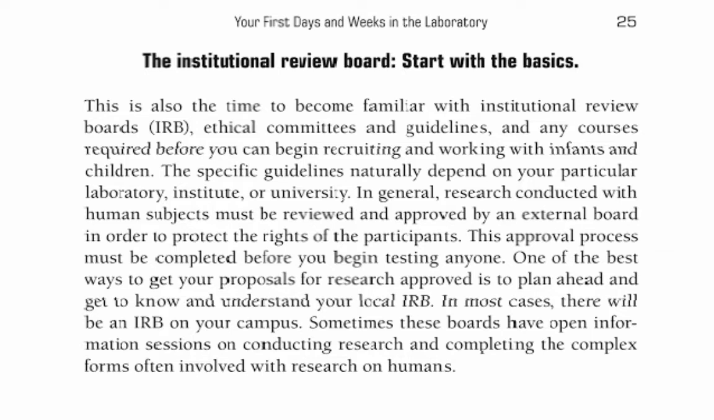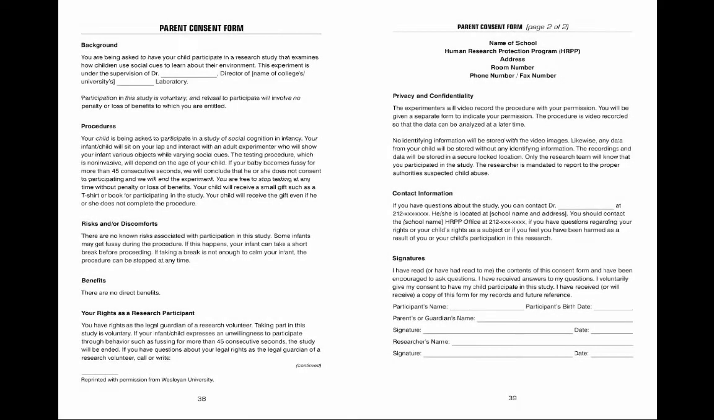One of the best ways to get your proposals for research approved is to plan ahead and to get to know and understand your local IRB. In most cases, there will be an IRB on your campus. Sometimes these boards have open information sessions on conducting research and completing the complex forms often involved with research on humans. One of the important parts of beginning a research project is writing a consent form.